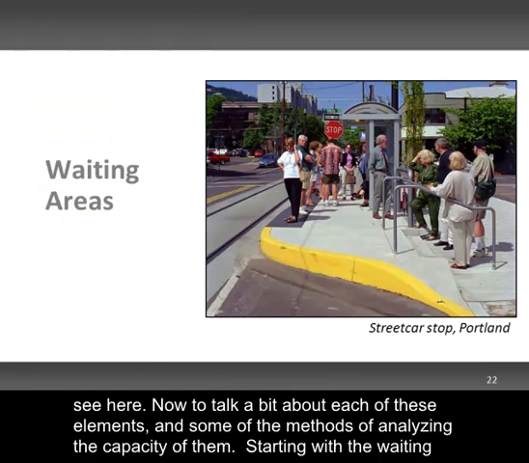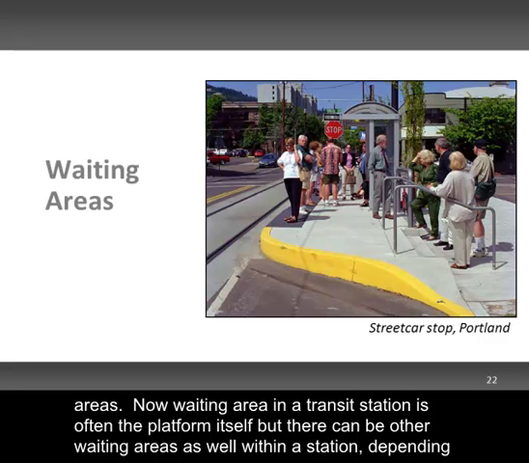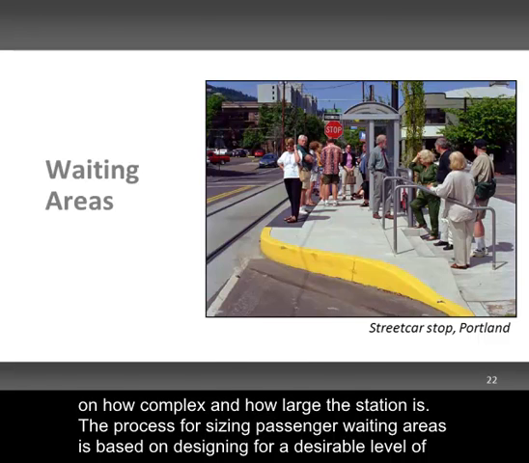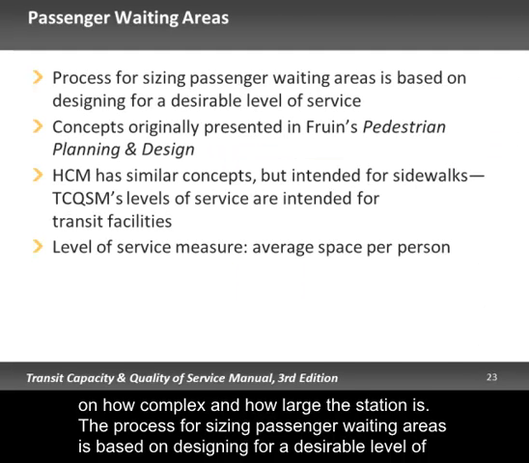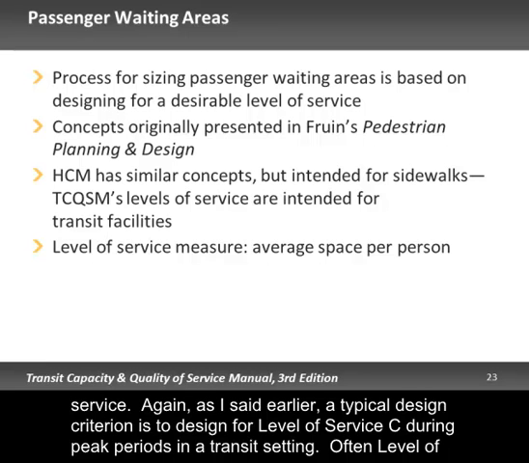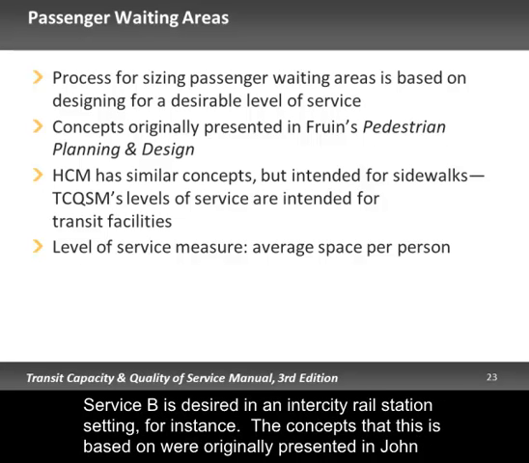Now to talk a bit about each of these elements and some of the methods of analyzing the capacity of them, starting with the waiting areas. A waiting area in a transit station is often the platform itself, but there can be other waiting areas as well with a station, depending on how complex and how large the station is. The process for sizing passenger waiting areas is based on designing for a desirable level of service. And as I said earlier, a typical design criterion is to design for level of service C during peak periods in a transit setting. Often level of service B is desired in an intercity rail station setting, for instance.